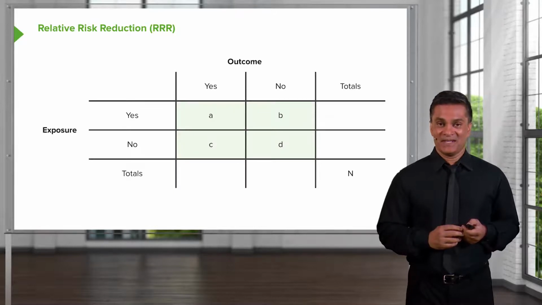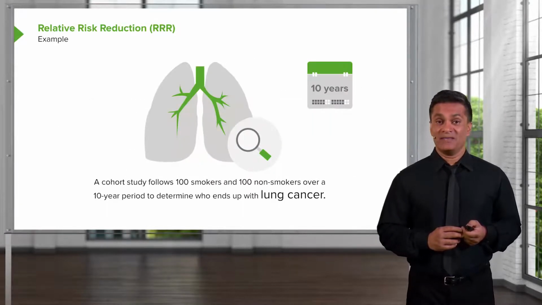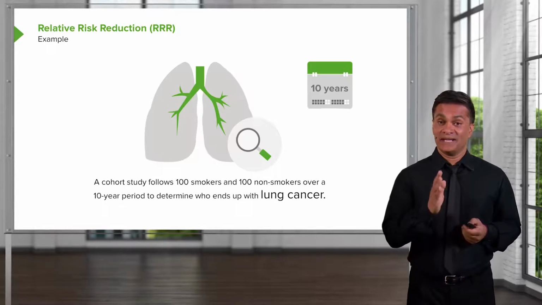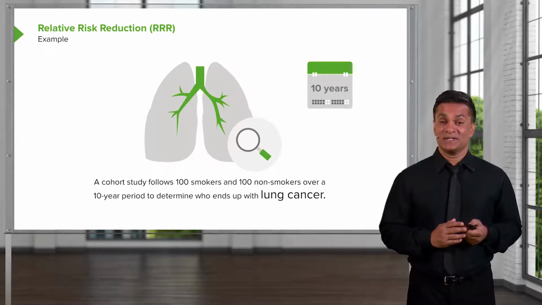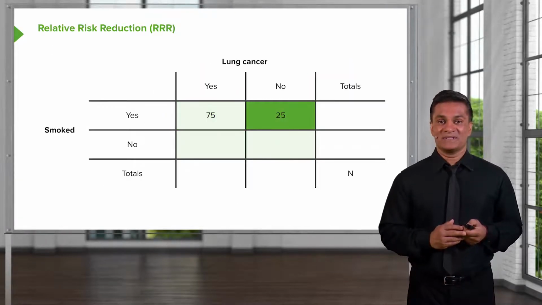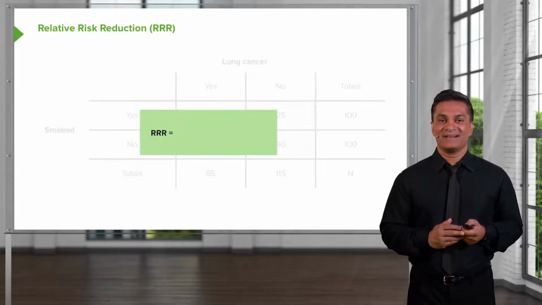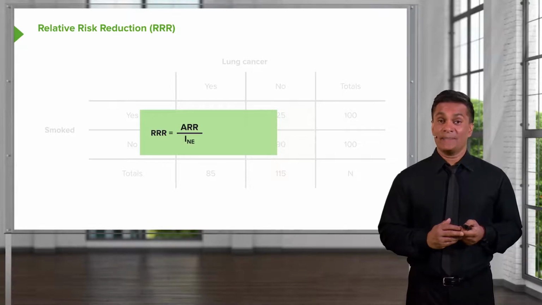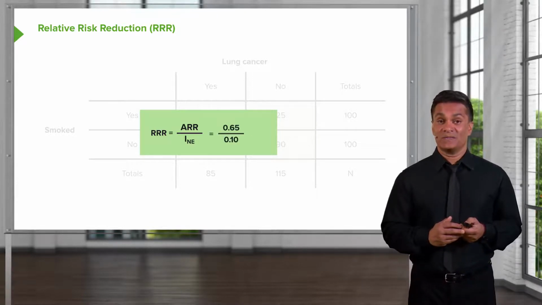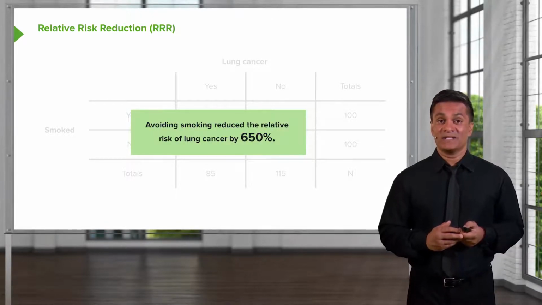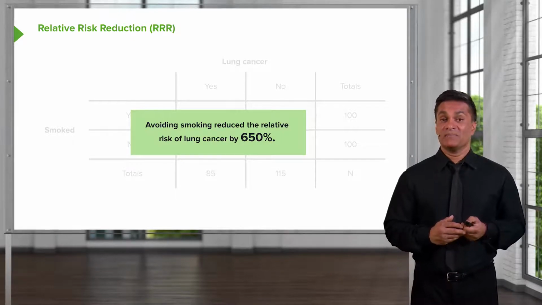Let's look at an example again. Here's my contingency table. And here we have the same example again. We have 100 smokers, 100 non-smokers being followed for 10 years, and we see again an absolute incidence rate or absolute risk in the exposed group and absolute risk in the unexposed group. Here are my numbers, same as the previous example. Now let's compute my relative risk reduction. That's going to be the absolute risk reduction divided by the incidence rate in the unexposed group. We've done that math already. It's 6.5. What does that mean? It means by avoiding smoking, you reduce the relative risk of lung cancer by 650%.